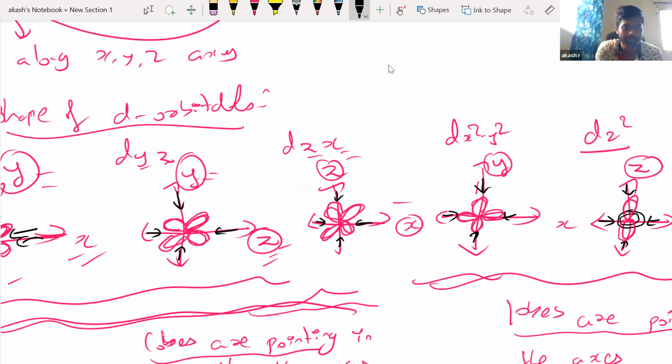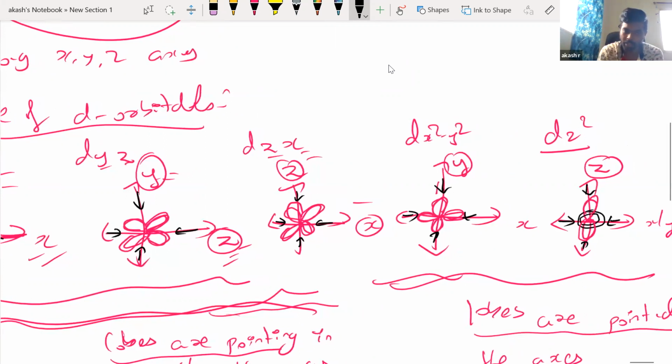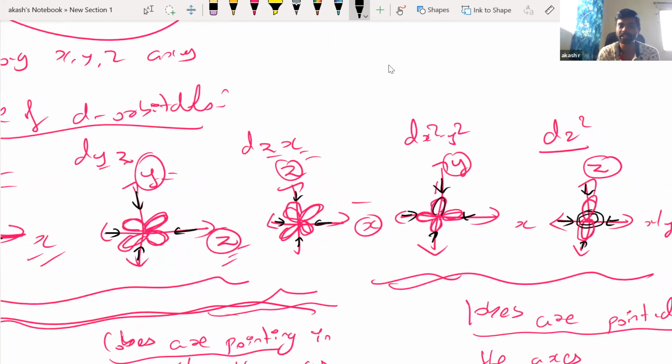Can someone answer? In which d orbitals are the lobes pointed exactly along the direction of the ligand approach? Which orbitals? dx square minus y square, and dz square. Absolutely. The lobes are already pointed along the axis, and the ligand is also approaching in the same directions. Here also it's the same. So where will I have more repulsion?